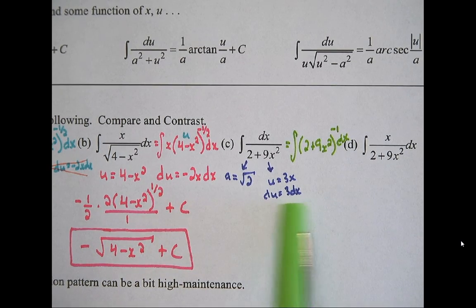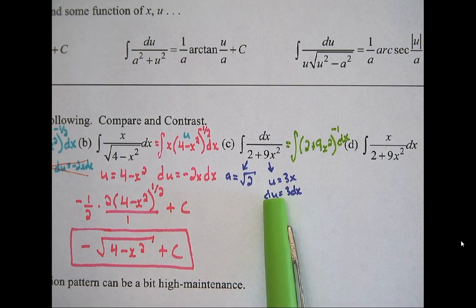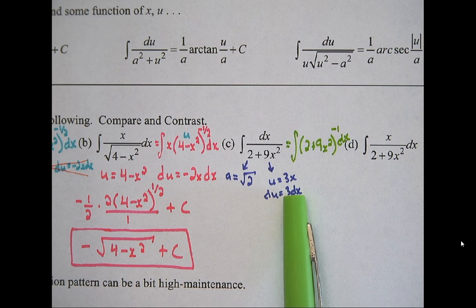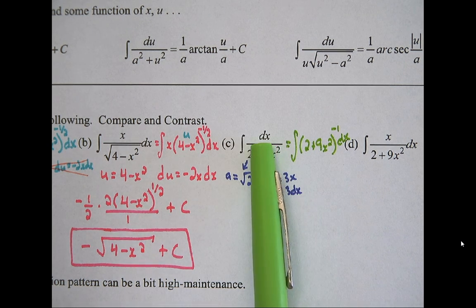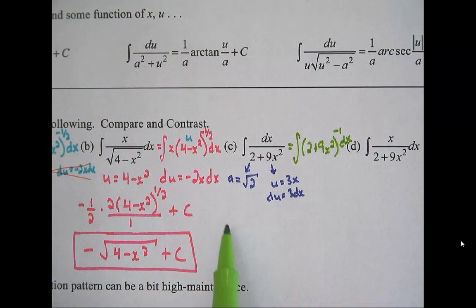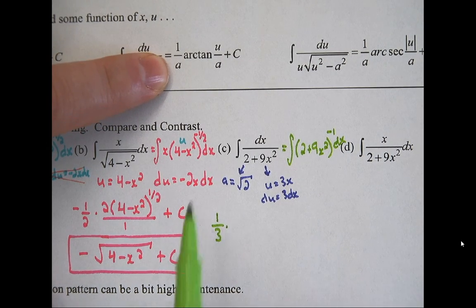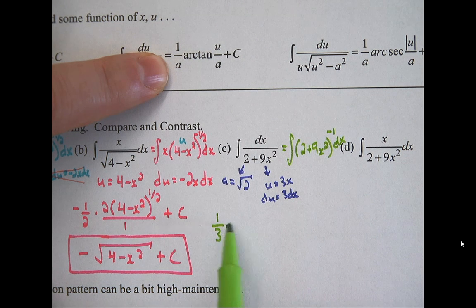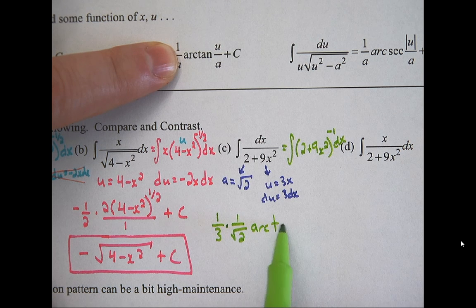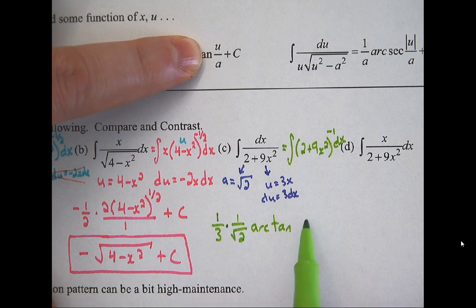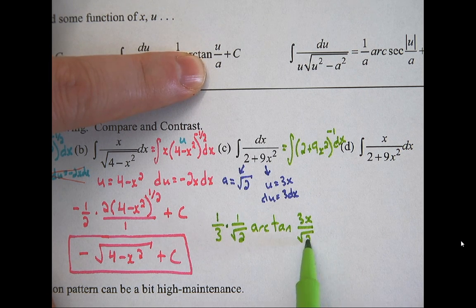Do we need any, sorry, I think I said a constant. I think I wanted to say a correction. So do we have 3dx? We do not. So I need the 3. I'm going to generate the correction. 1/3 times. And this formula is 1 over a. Well, what is our a? It is root 2. So 1/3 times 1 over root 2, arctangent of u, 3x, over a, which was root 2. And then don't forget your plus c.